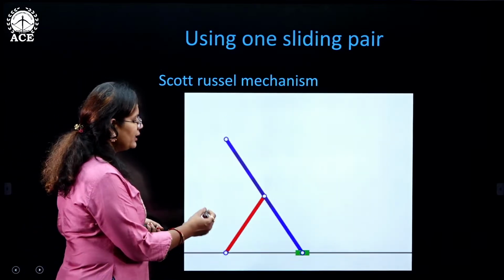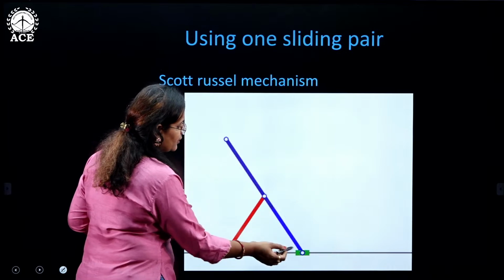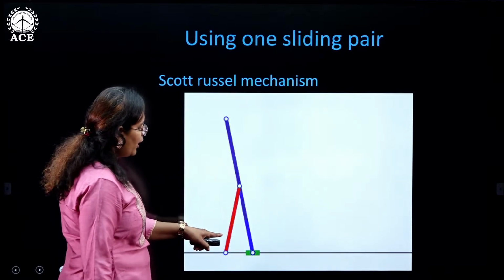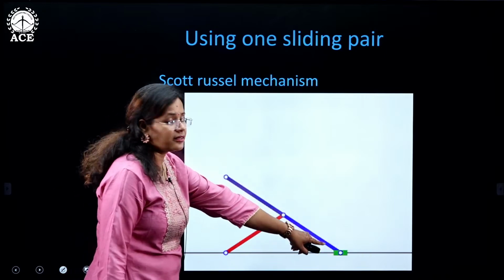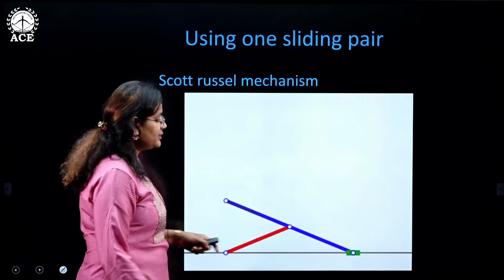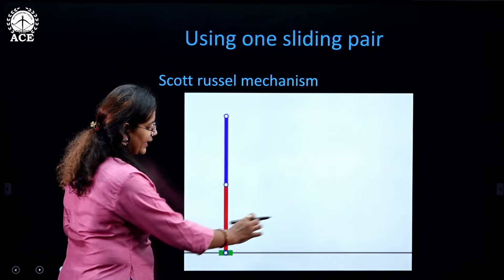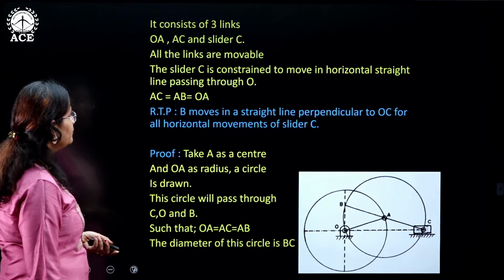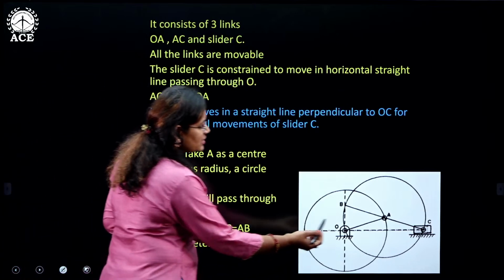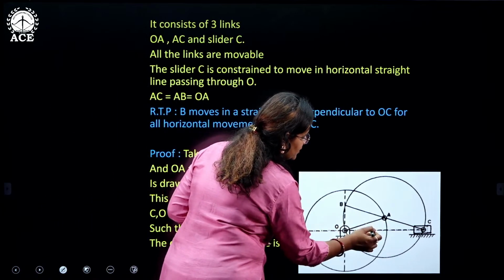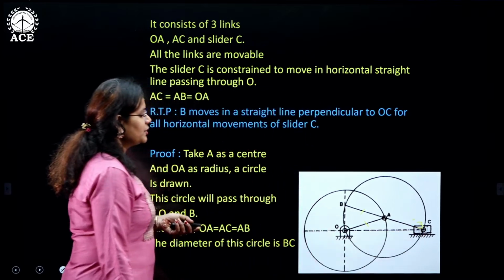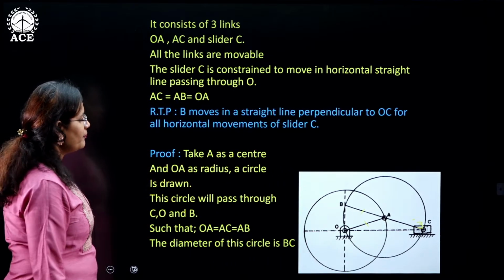See, here there are only 3 links, 1, 2 and 3. The third one is the slider element. So see, 1 link, 2 link and the third element, the slider. It is having one sliding pair. So let us analyze this one. See, this is the sliding pair, this is 1 link, this is 1 link and this is the third element, the slider. So this is how it is looking like.